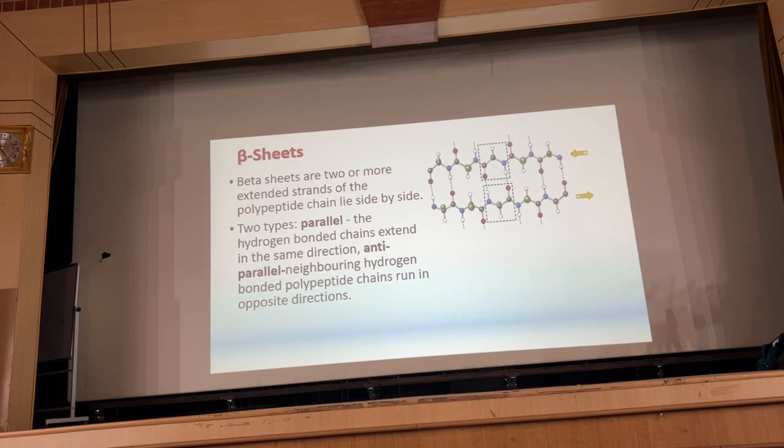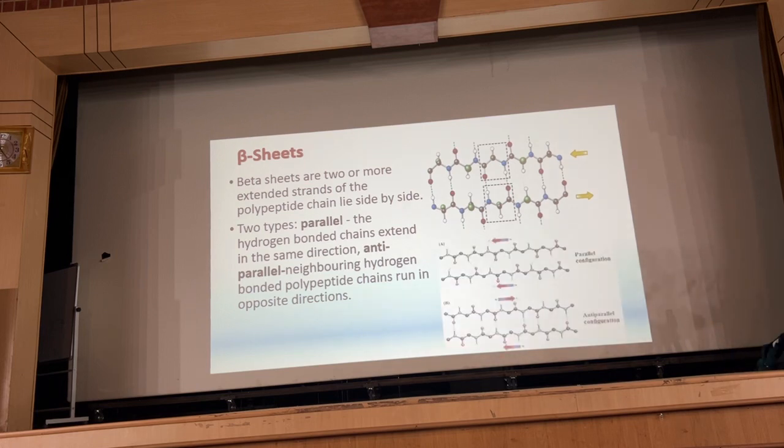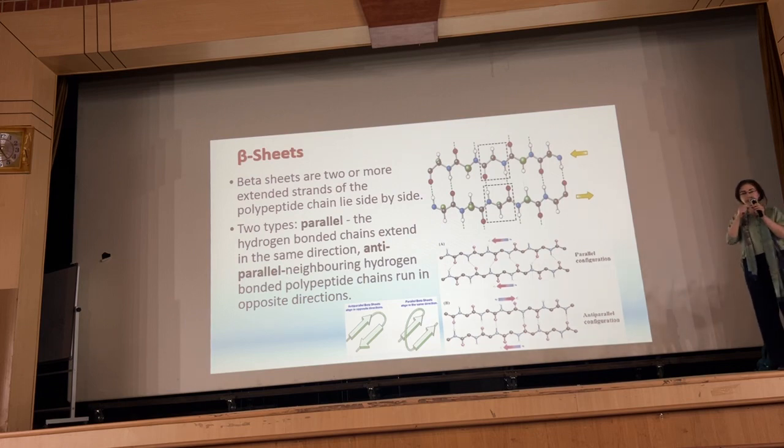So again, hydrogen bonds are involved here, but between the main part of the polypeptide chain, again, not the side chain. Okay, so they make these. What we mean by parallel or anti-parallel, maybe the last image explains it more. It's just a chain. You just imagine a chain.